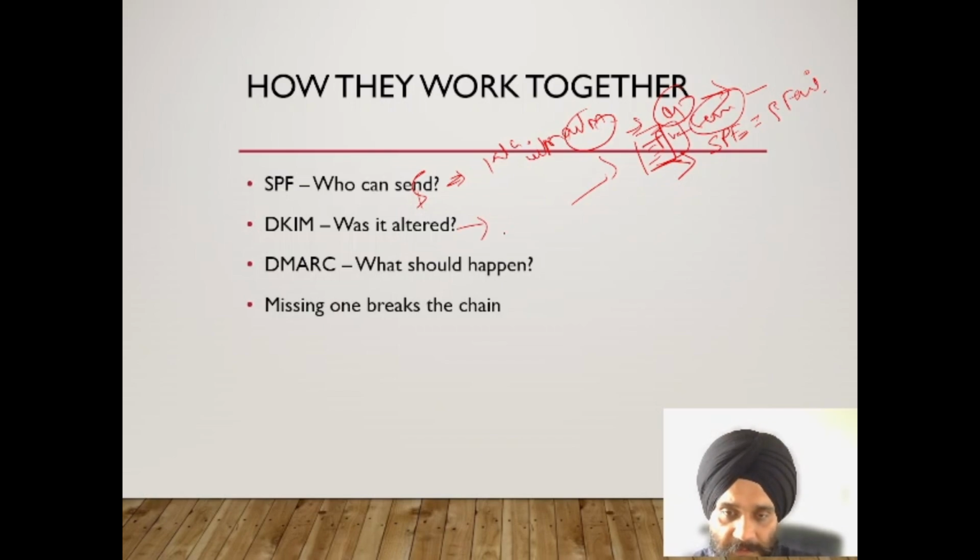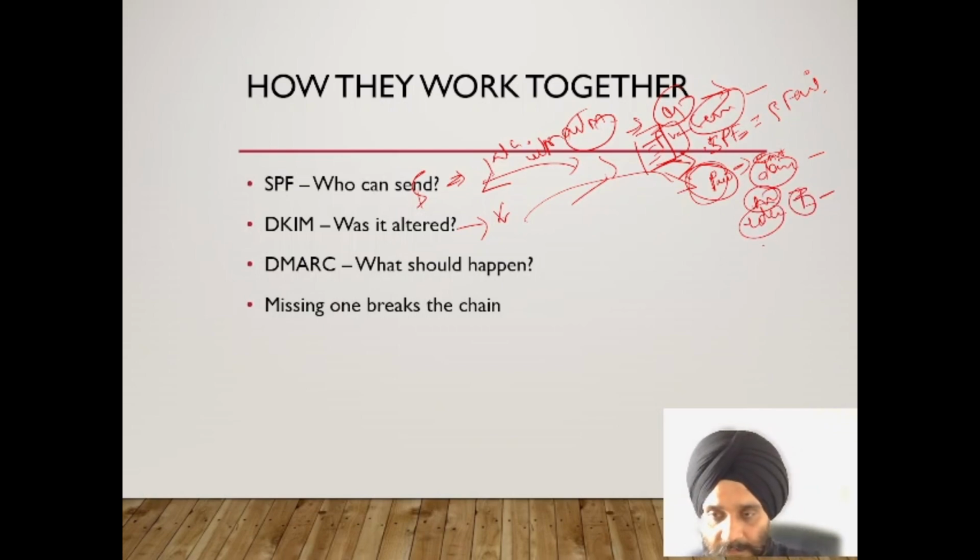What is DKIM? Was the message altered? When the message was sent, it adds a private key signature. The public key is available on the internet, globally. So when the message is received, is he able to decrypt the message? If he is able to do it, the message is not altered. However, if he's not able to decrypt the message using the public key, that means the message has been altered, which means compromised, and it's not a legitimate email.